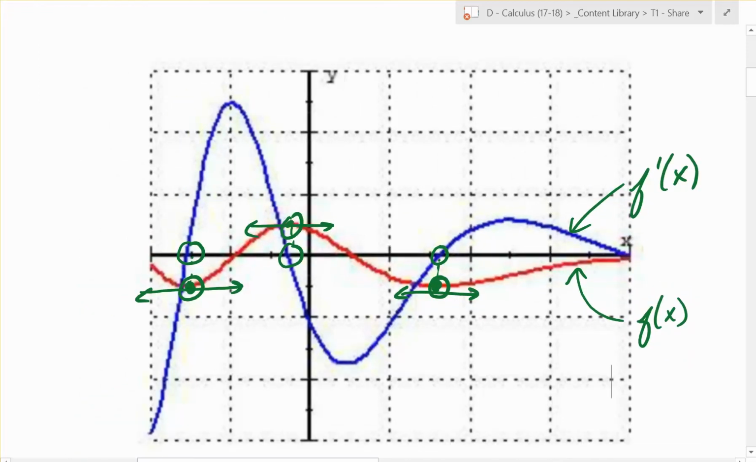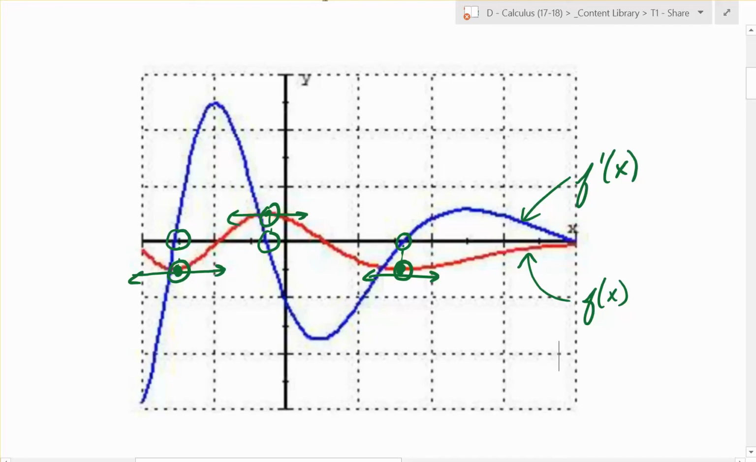Let's check increasing and decreasing. Where is the red function, the function we think of as f of x, increasing? It's increasing here, and it's increasing here. So wherever the red function is increasing, the blue function better be greater than 0. Is that true? Well, look at this. The blue function does look like it's greater than 0 from here all the way to here, which is where the yellow is, and it's greater than 0 from here all the way to here. So it does match where the red function has a positive derivative.